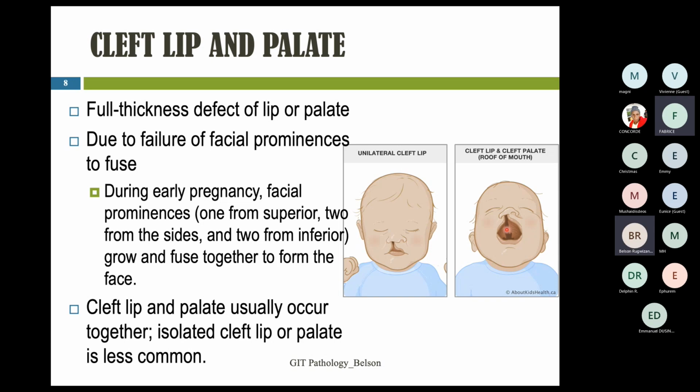Okay, cleft. So there will be full thickness defects in the lip or palate or both. This is due to the failure of facial prominences to fuse. During embryogenesis, in early pregnancy, facial prominences, one from superior, two from the sides and two from the inferior, grow and fuse together to form the face. So there can be a failure of some of them to fuse, which will lead to these things.